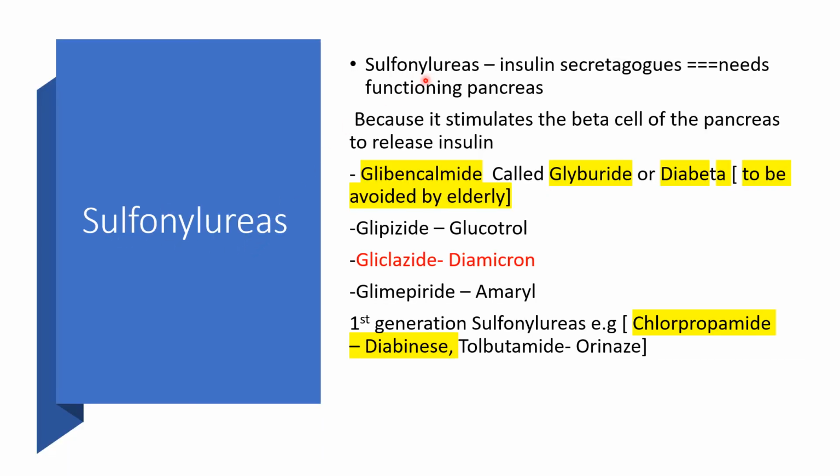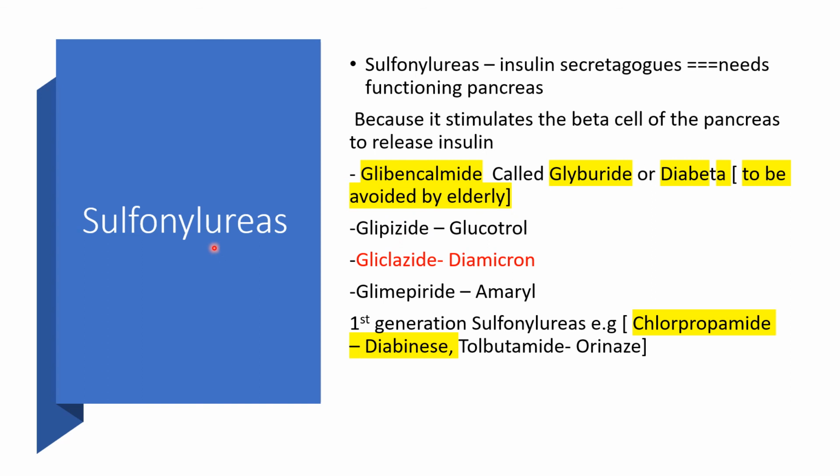Sulfonylureas. Sulfonylureas are insulin secretagogues, meaning the medication would need a functioning pancreas. Why that? Because it stimulates the beta cells of the pancreas to release insulin. Examples here will include glibenclamide. The trade name could be glyburide or Diabeta, but I will not be lazy to jump without telling you: don't use this in my grandpa. So avoid this medication in the elderly.